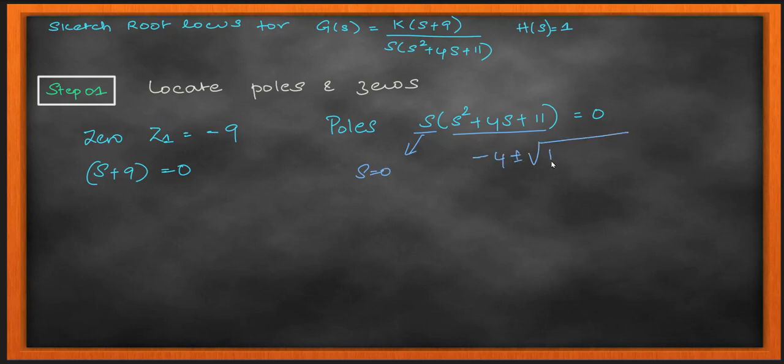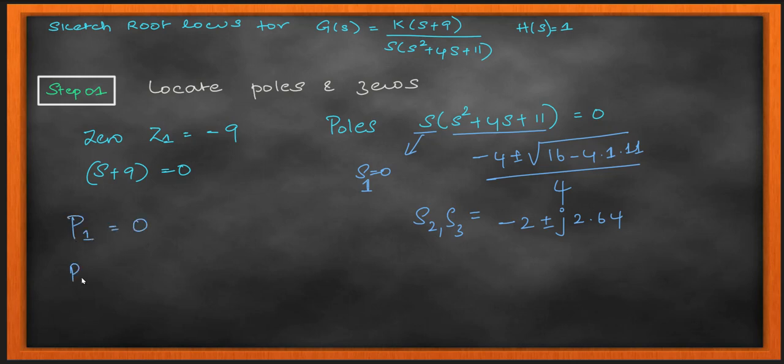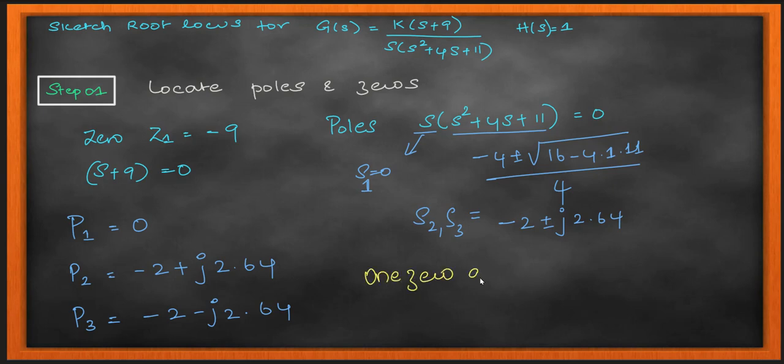I'm going to locate my poles and zeros, and then I get s equal to 0, and then minus 4 plus or minus root of 16 minus 44. So I'm just doing quadratic factorization. I'm finding the roots to be minus 2 plus or minus j into 2.64. Done. So that is my step 1. I have my poles P1, P2 and P3. Then I have my zero at minus 9.